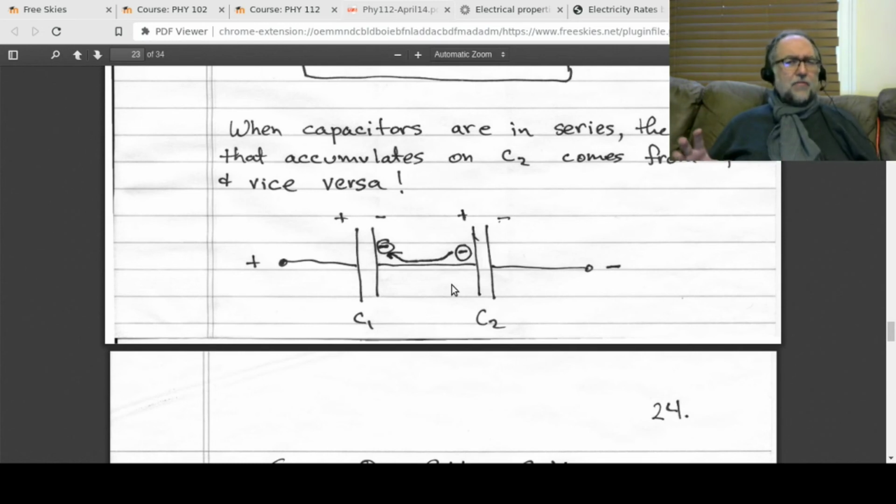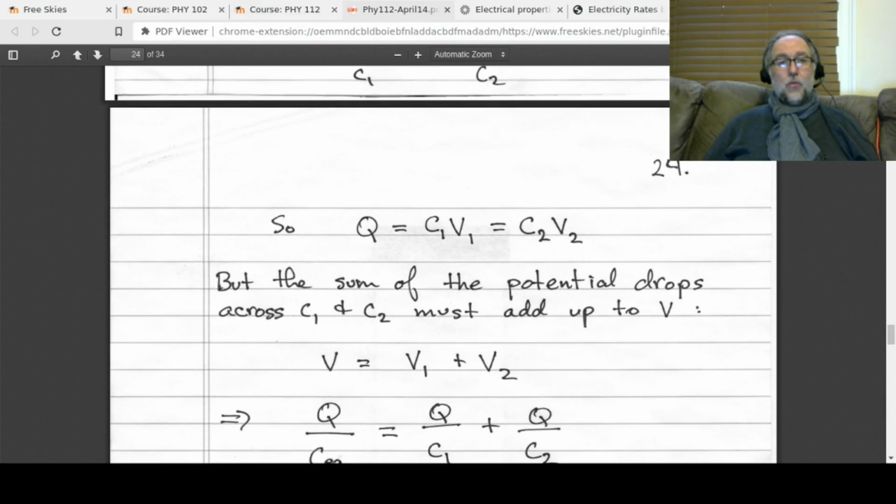Okay, so that's a little bit subtle, but basically the charge that accumulates on C1 and the charge that accumulates on C2 are identical. So Q is the same throughout. We can just call the charge on both C1 and C2 Q, because it's the same. The charge accumulated on C1 you can write as C1 times V1, the potential across C1, and the charge on C2 is C2 times V2.